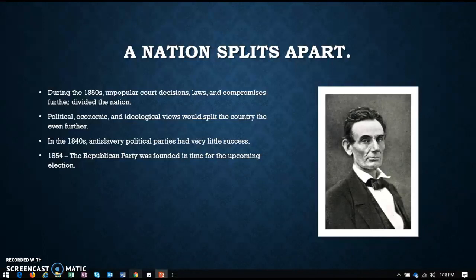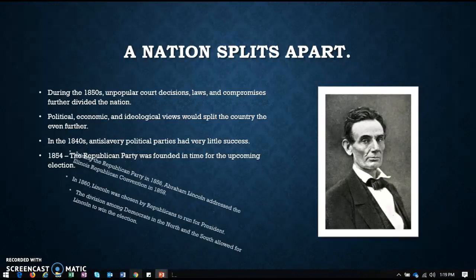So a nation splits apart. We can see that during the 1850s, there are a lot of unpopular court decisions, laws, and compromises that further divide the nation between Northerners and Southerners, people who supported slavery and people who were against it, and many political, economic, and ideological views would split the country even further. Now, in the 1840s, anti-slavery political parties tried to come about to bring about change, but they had very little success. In 1854, the Republican Party will be founded in time for the upcoming election.